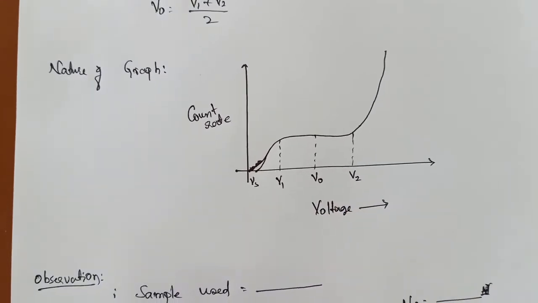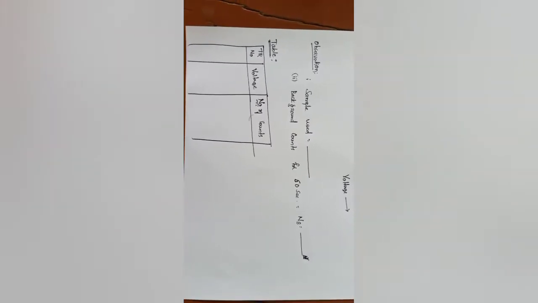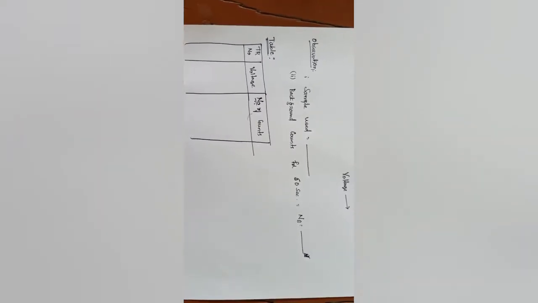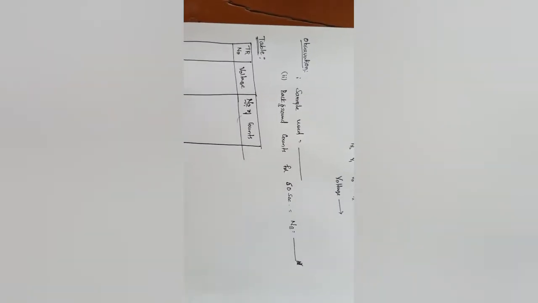So this is all about the nature of the graph. Here I am using a cesium 137 sample and the background count for 60 seconds. I am setting the time for 60 seconds. Next I will show you how to set the time.